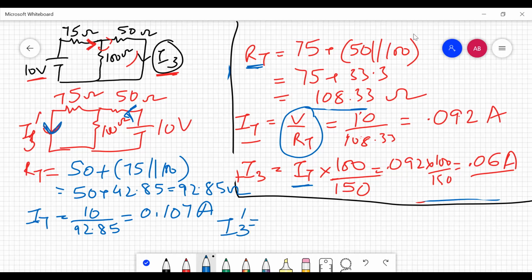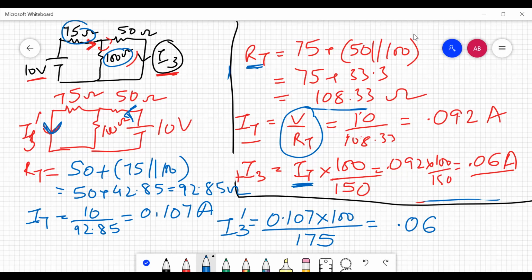The last step is to calculate the value of I3 dash using the current division rule. So I3 dash will be equal to this total current IT, that is 0.107, multiplied by the opposite branch resistance divided by the sum of the two resistances in which the current is getting divided. This is going to give me the value 0.06 amperes. And you can check that the value in the previous case was also the same, and here it is also the same. So this was all about our case 2.